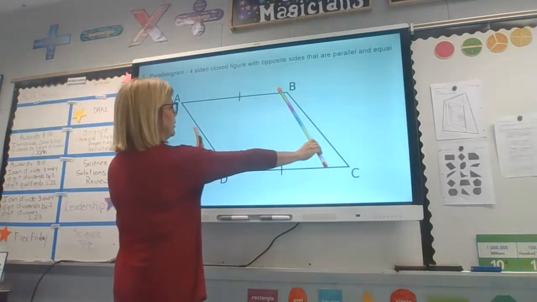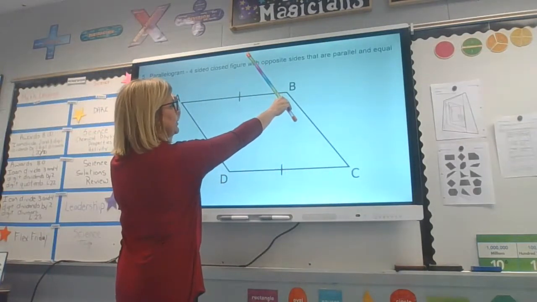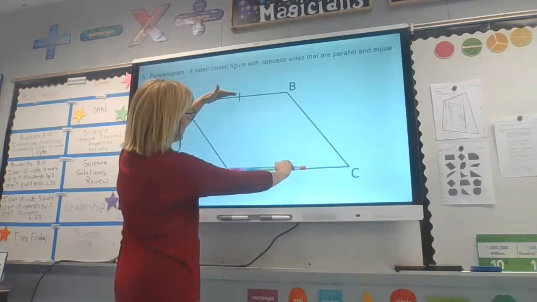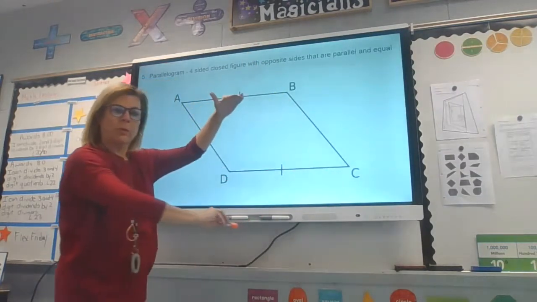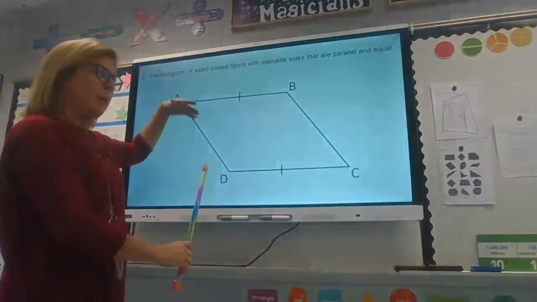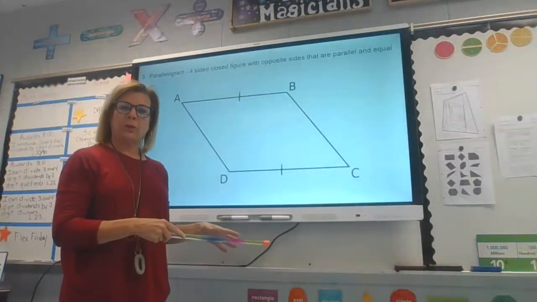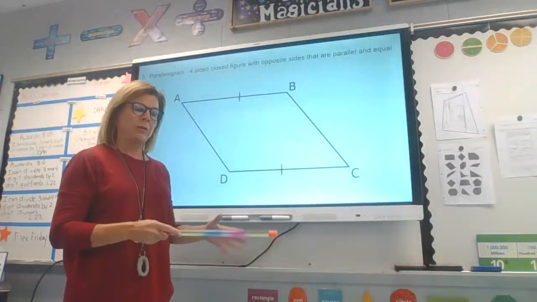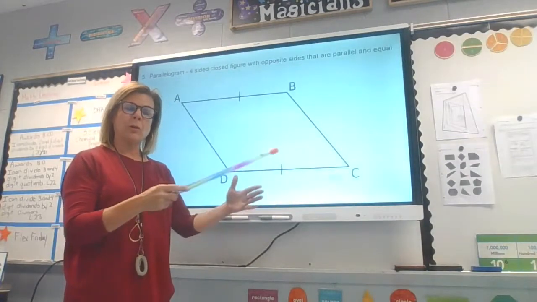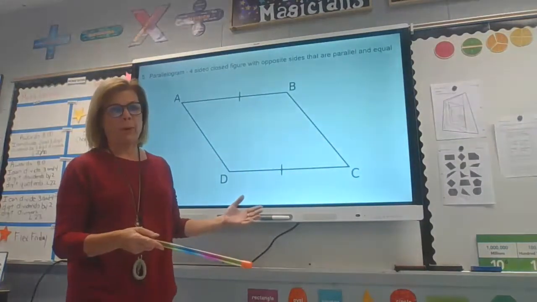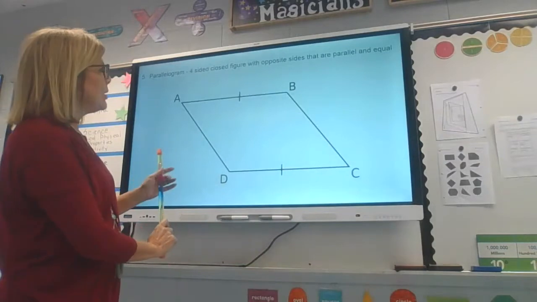These lines are parallel. They'll keep going where they never touch. These lines are parallel. They keep going where they never touch. Think about parallel lines. I said the train track earlier. A train's tracks can't cross or it'll derail, the train will fall apart. So these lines cannot cross.